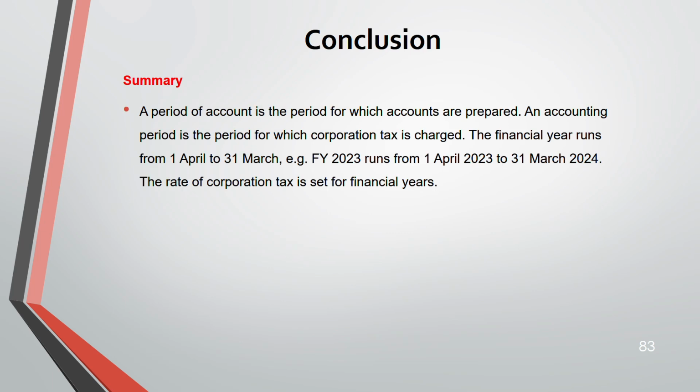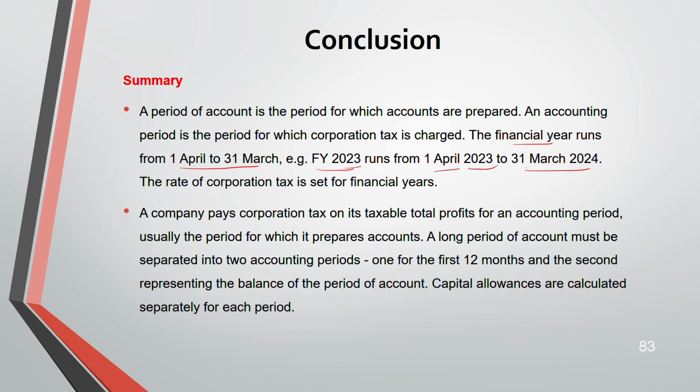So let us summarize. A period of account is when you're preparing the accounts. Accounting period is the period for which a corporation tax is charged. It's charged on the accounting period. So the financial year runs from 1st April to 31st March. If your financial year is 2023, it starts from 1st April 2023 to 31st March of the next year. So the rates are set for the financial year.